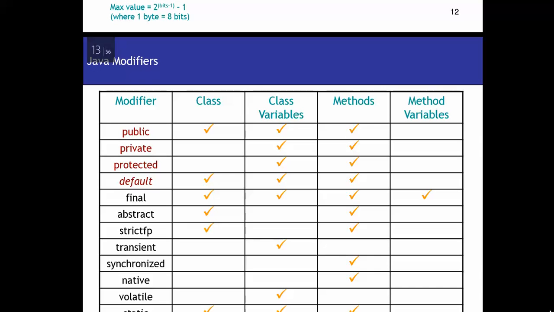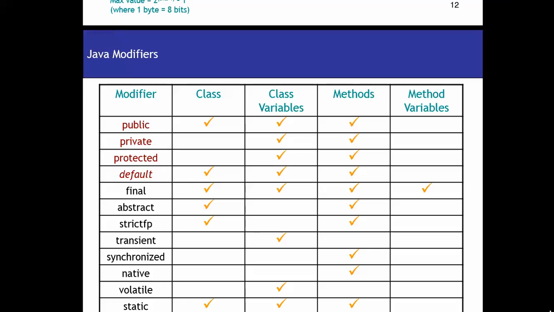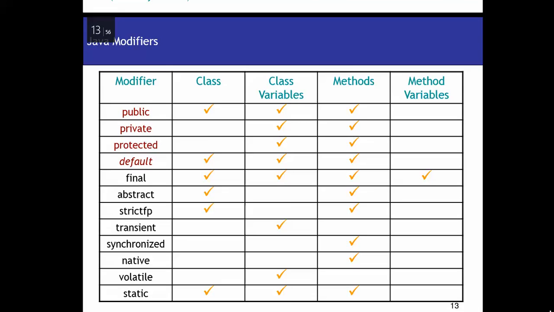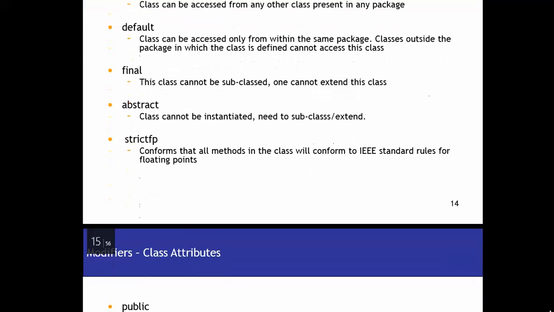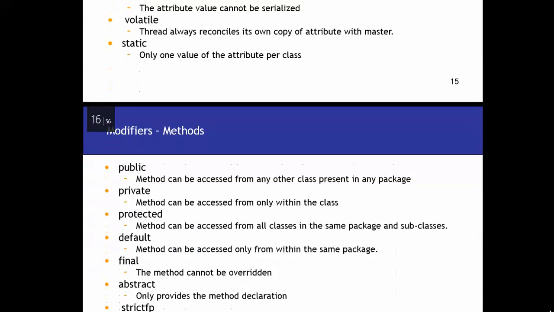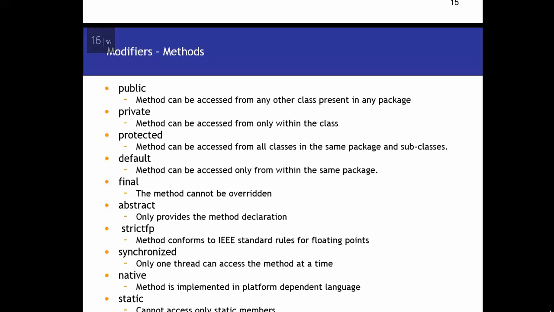Next, modifiers for methods. For methods you'll get access modifiers and non-access modifiers. The only things we won't see in methods are transient and volatile. Others are common. The first four are common, as I said before: public, private, protected, default. And let us talk about non-access modifiers in methods.